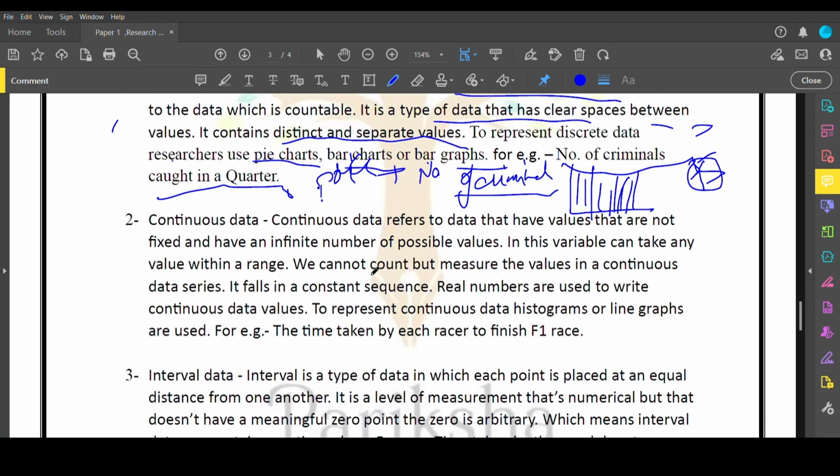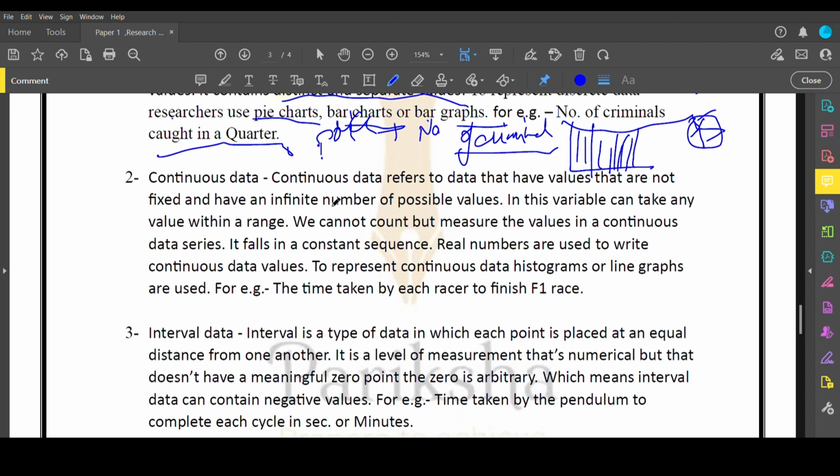Now, what is continuous data? So, continuous data refers to data that has values that are not fixed and have an infinite number of possible values. It is variable. Then you will ask how it is different from discrete data. So, this variable can take any value within a range.